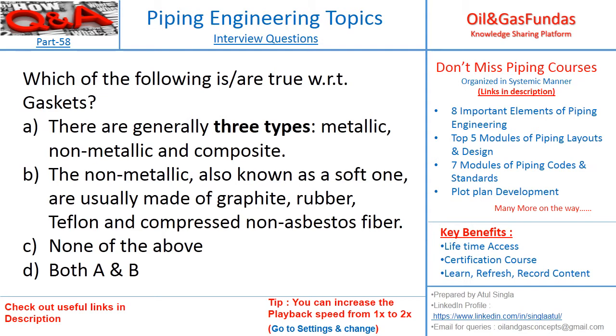Which of the following statements is true? A: There are generally three types of gaskets: metallic, non-metallic and composite. B: The non-metallic, also known as soft ones, are usually made of graphite, rubber, Teflon and compressed non-asbestos fibers. C: None of the above. D: Both A and B are correct.